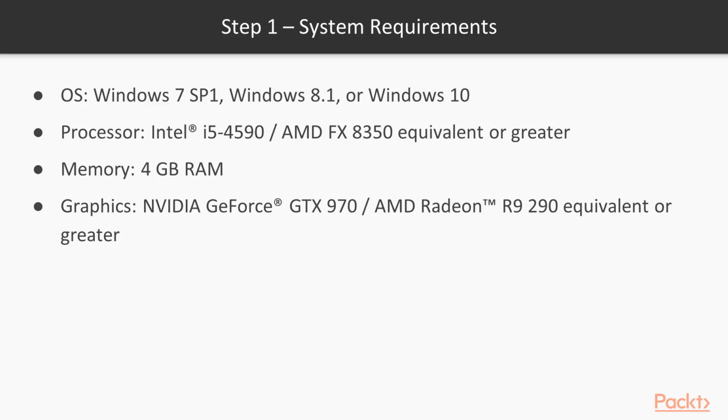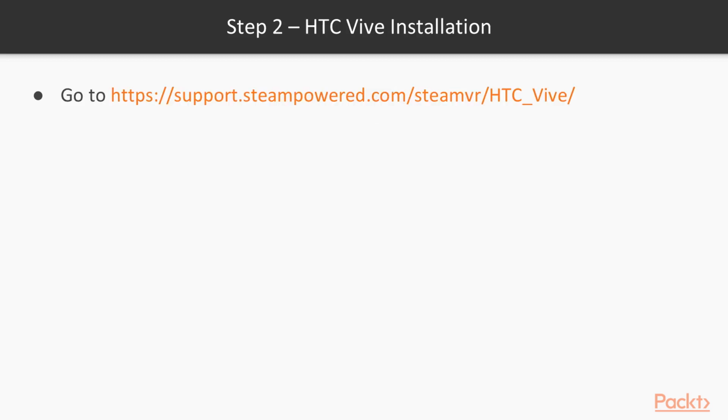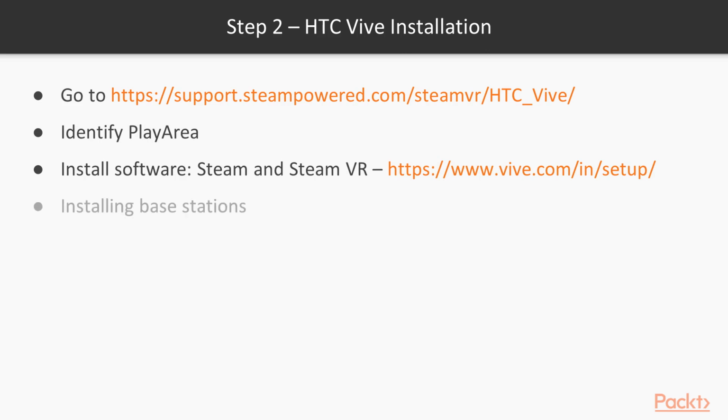If any of the system requirements do not match, then we will not be able to build our application for HTC Vive. Although we can still go ahead and create applications for HTC Vive in our Unity game engine using the VRTK simulator. Step 2 is to finally do the HTC Vive installation. For this, you need to go to the mentioned link. Steam website provides very good documentation for installing HTC Vive. It covers all the areas of installation like identifying the play area, installing the Steam software, installing base stations, the headset, and finally running the room setup.